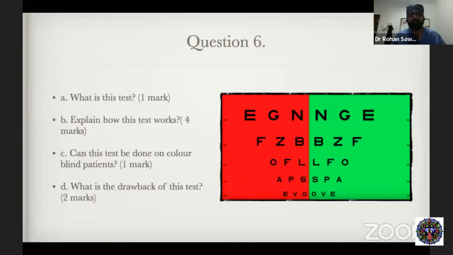What is the main drawback of this test? There is one drawback for sure. It is used only for vision which is better than 6/9 or 6/6. It cannot be used for vision which is less than 6/9. Okay, that is one point. Another important point.